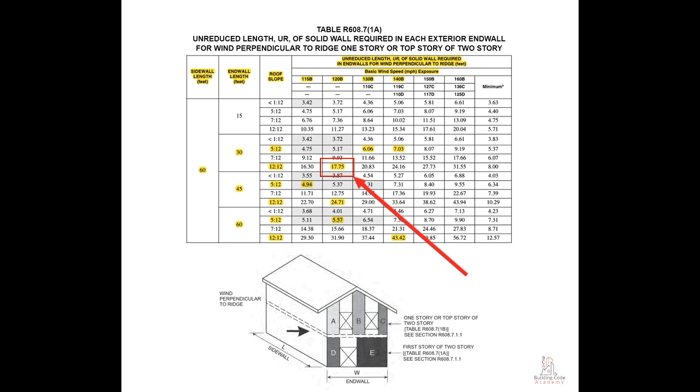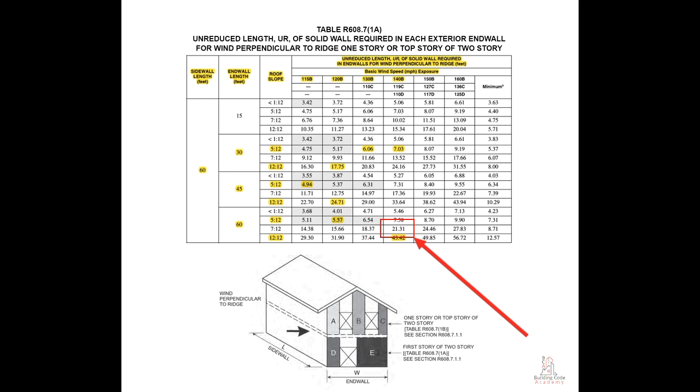17.75 feet of solid wall is required in each exterior end wall for wind perpendicular to ridge if sidewall length is 60 feet, end wall length 30 feet, structural roof slope 12-12, and basic wind speed is 120 miles per hour.